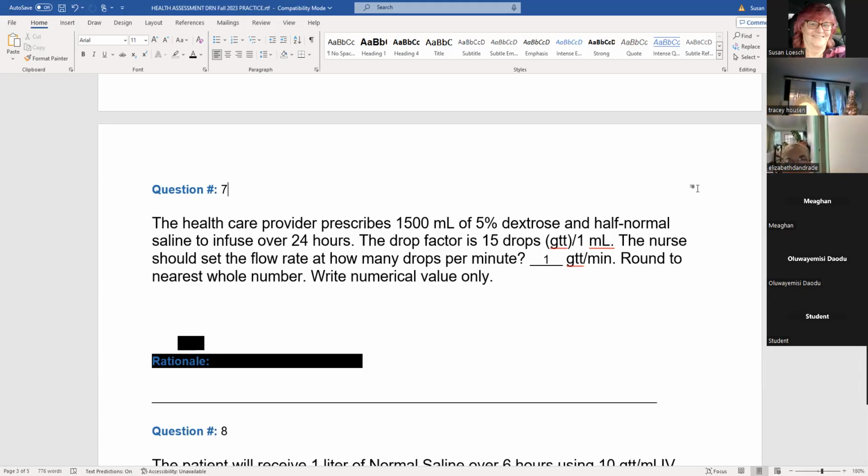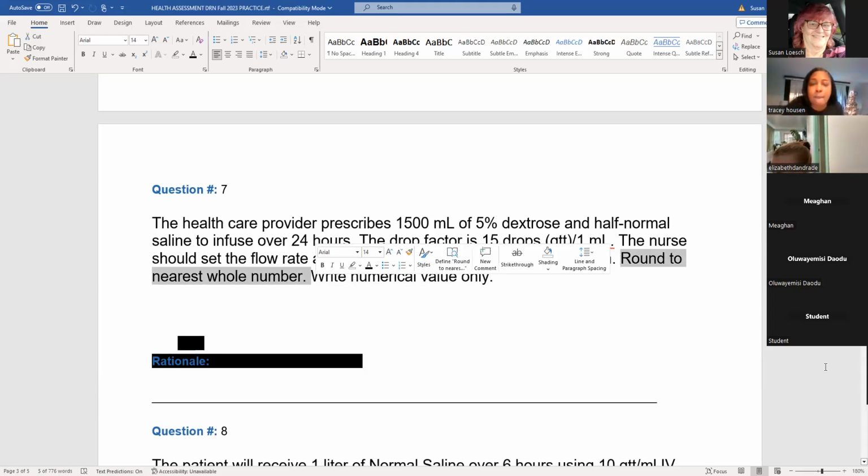Because I should never really have to put here, round to the nearest whole number. That should be a given. That's automatic. If you're doing a drop factor, there's no other way you can multiply it. It has to be a whole number. So your formula should always be total volume over total time in minutes times your drop factor, always a whole number. So our total volume is what?